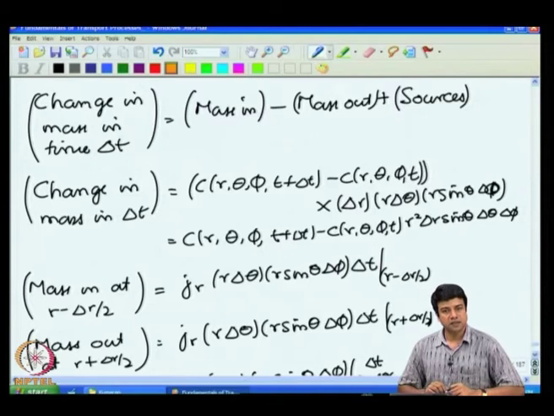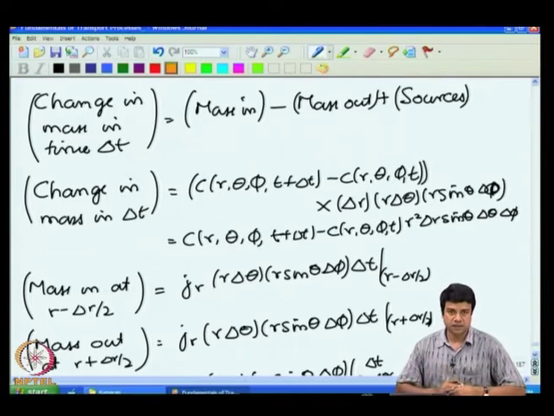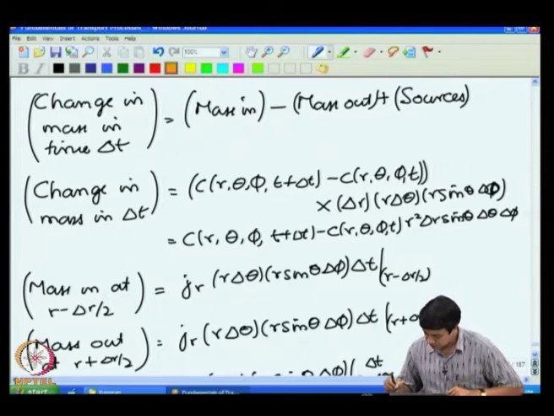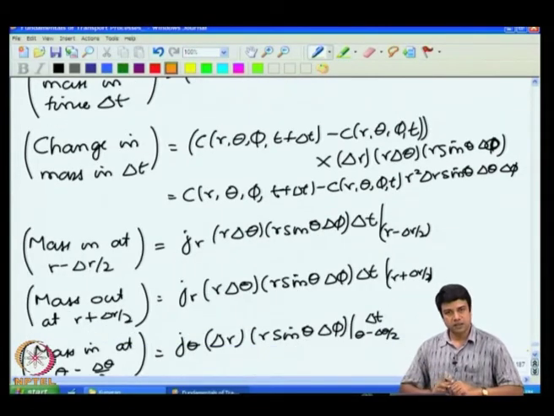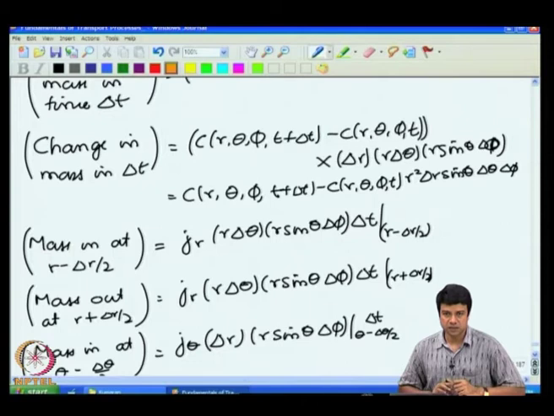Similarly, the masses in and out at the surface at r and r plus delta r, the surface at theta and theta plus delta theta, and the surface at phi and phi plus delta phi. All you need to do is multiply the respective fluxes by the surface area. So, you multiply the flux by the surface area to get the mass in and mass out due to diffusion.